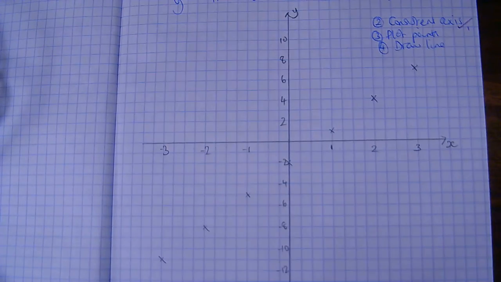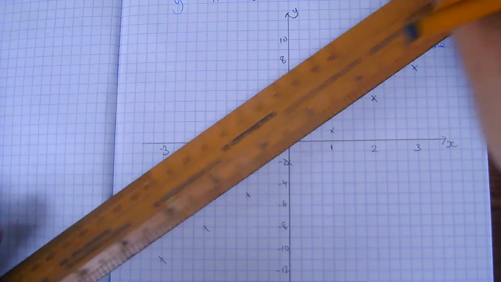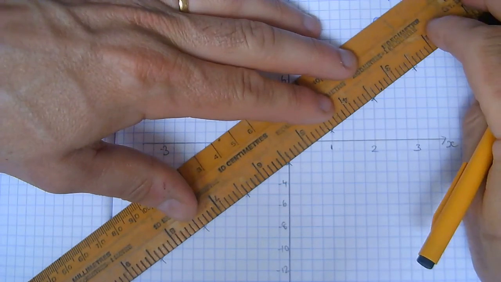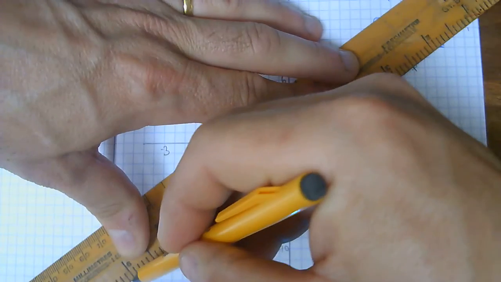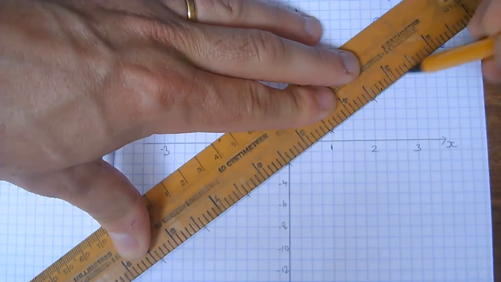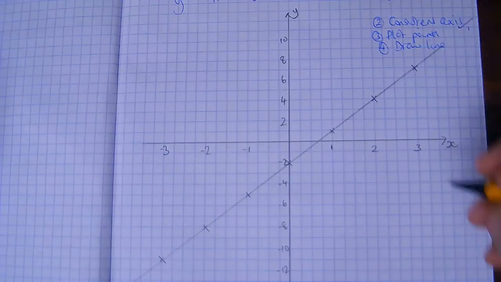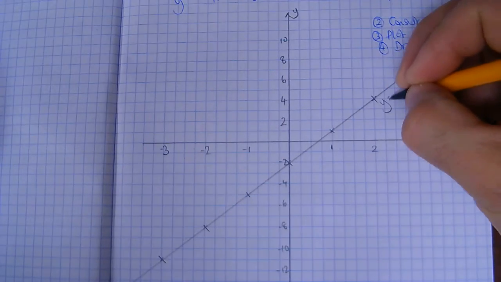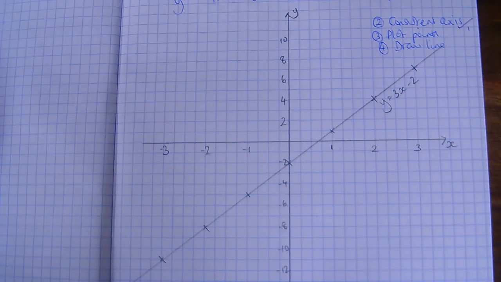And if I plotted these right, I should end up with a nice straight line. Okay, as you can see, I have got a nice straight line. If you do this in pen, remember I wouldn't mark it. It's got to be done in pencil. I want you to always label the line on as well: y equals 3x minus 2.